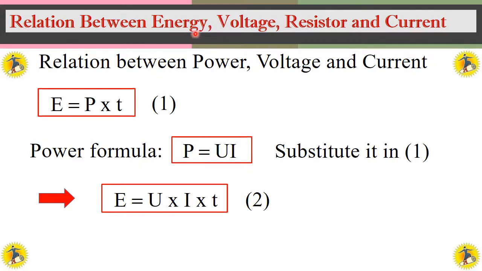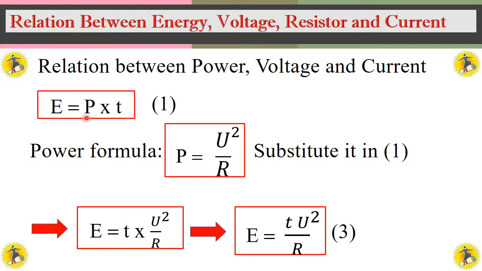Relation between energy, voltage, resistor and current. First we have E equals P times T, and also we have P equals U times I. If we replace P with U times I, we get E equals U times I times T.